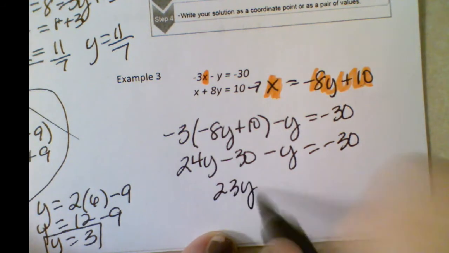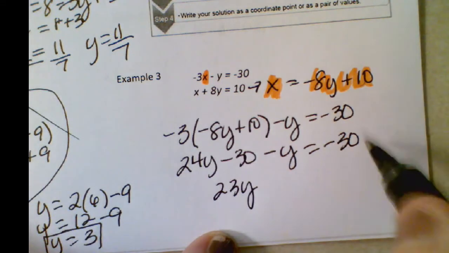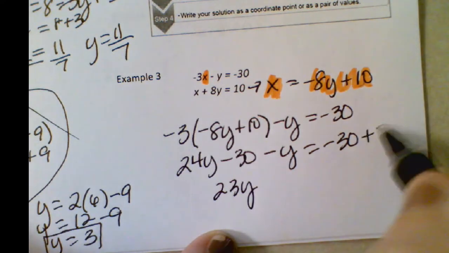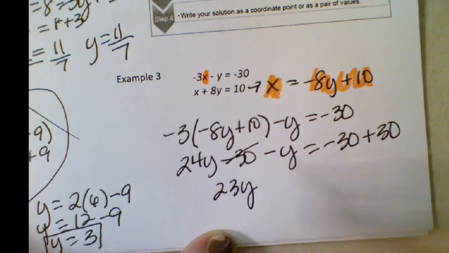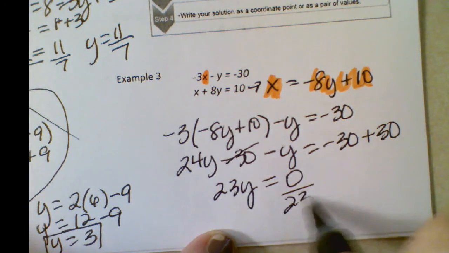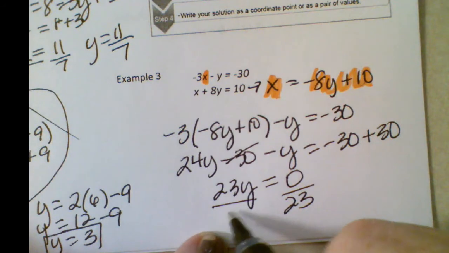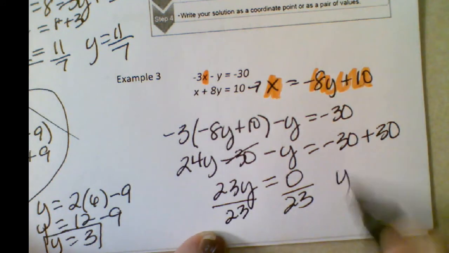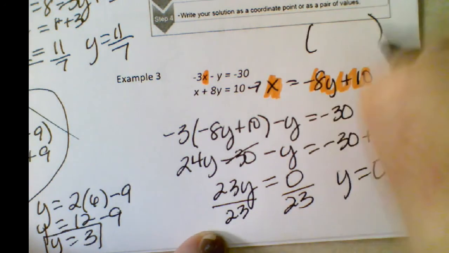23y. Good. And then how do I get that negative 30 to the other side? Got to add it. Well, that's happy because what's negative 30 plus 30? 0, and 0 divided by anything is 0. So the y value is 0. Let's put that up here.